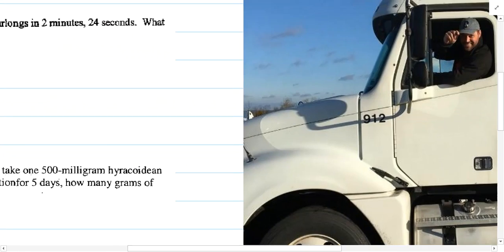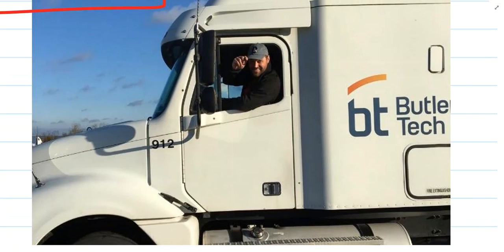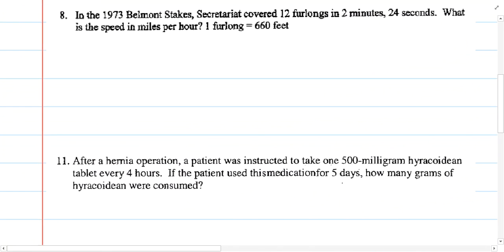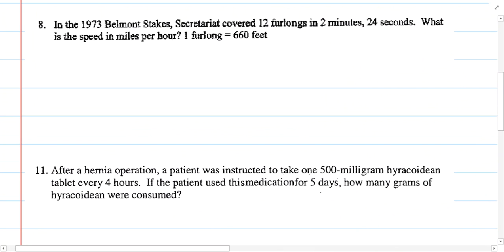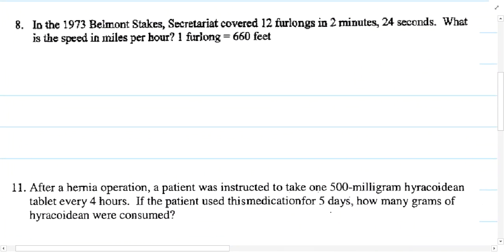I had an opportunity one day to visit the folks at the Adult Education Center for Butler Tech, and I drove around their semi trucks for part of an afternoon. So that really is me driving one of their trucks. So I thought that was kind of fun. Thought I'd share it with you while we're here on home instruction.